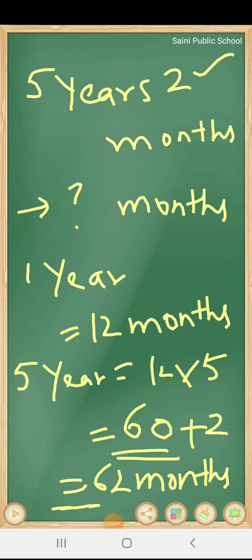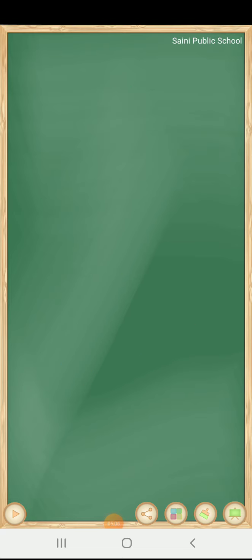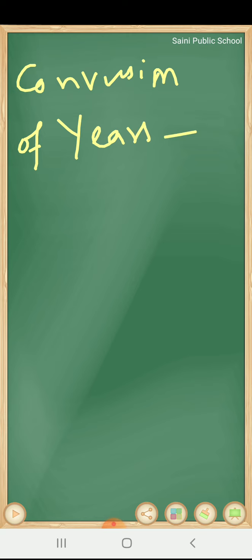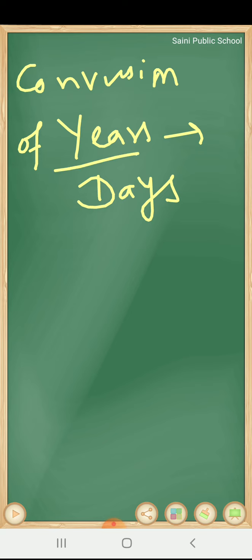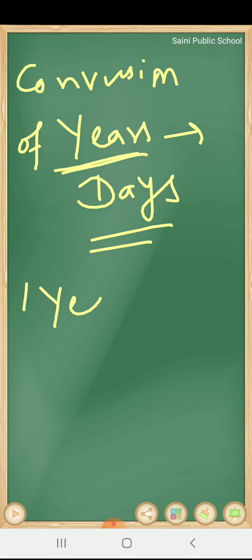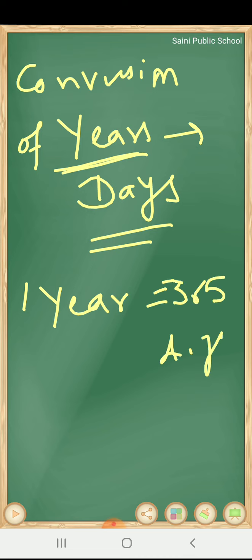Okay, now we will discuss conversion of years into days. We have discussed conversion of years into months. Now we will discuss conversion of years into days. We have already discussed how many days there are in 1 year. There are 365 days. 365 days in 1 year.